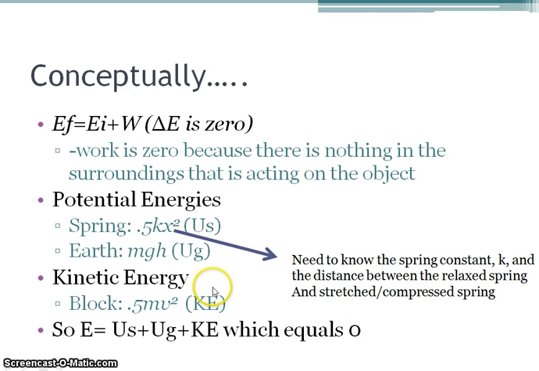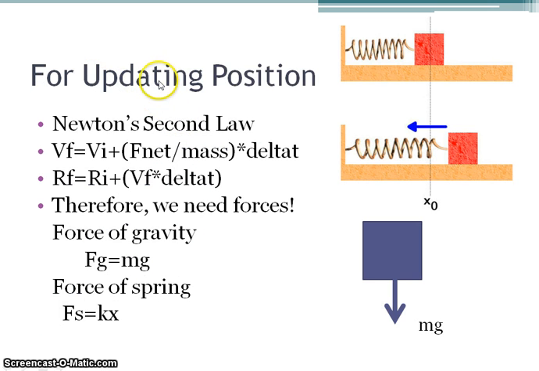In addition, we have to know the kinetic energy because the block at the end is moving, so it's 1/2 mv squared. And once again, these are the deltas, so it's going to be the change in this potential energy, the change in this potential energy, plus the change in this kinetic energy, which has to equal zero. Once again, we have to update the position, and we use Newton's second law, which is the basis for a lot of the past labs.